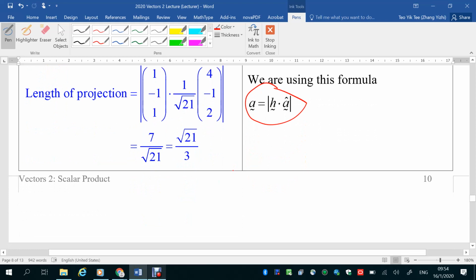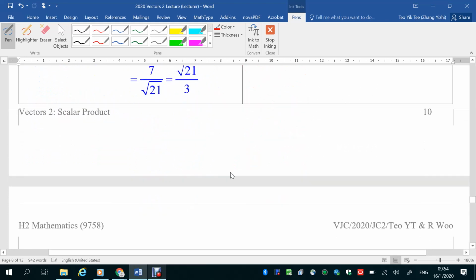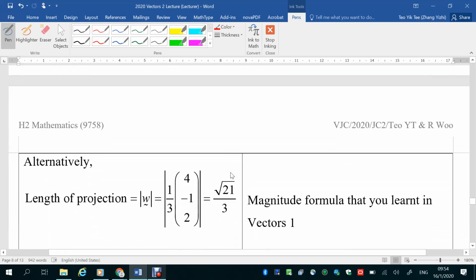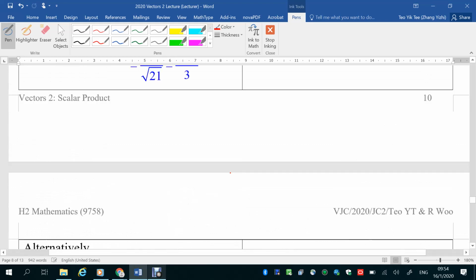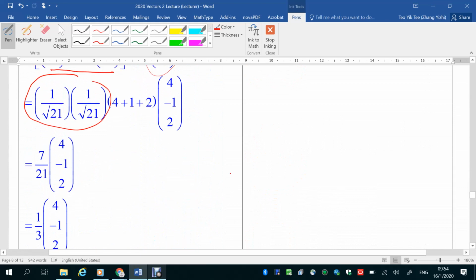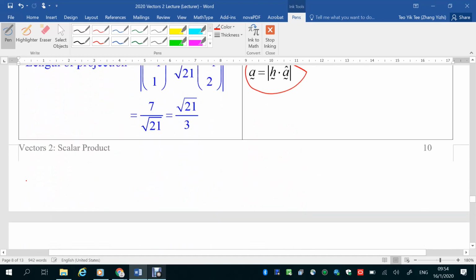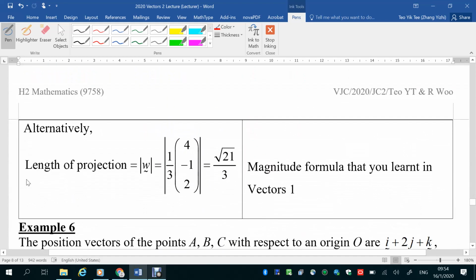Alternatively, you learned in chapter 1 how to find the magnitude of a vector. I already found the vector itself. What's so difficult about finding the magnitude directly? So I can always use your knowledge from chapter 1 to find the length of the projection immediately. So this is your option.